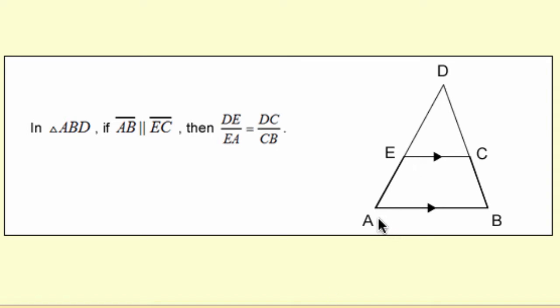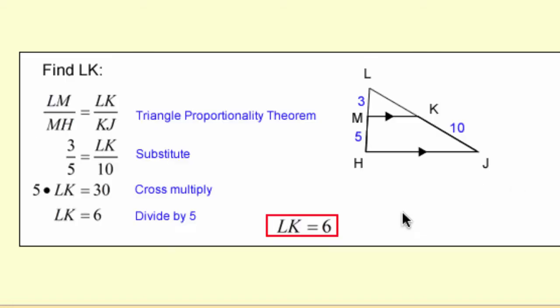So in this situation, if segment AB is parallel to segment EC, then segment DE to EA equals segment DC to CB. So that's how you make your proportion for the triangle proportionality theorem. Basically, you can use this information to solve for unknown measures in the triangles. And you can see here, it's 3 to 5 equals LK to 10. You just cross multiply and solve.